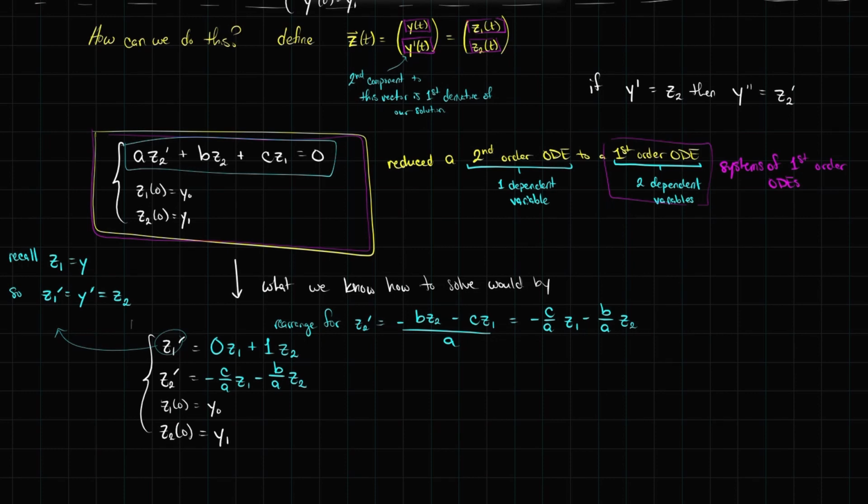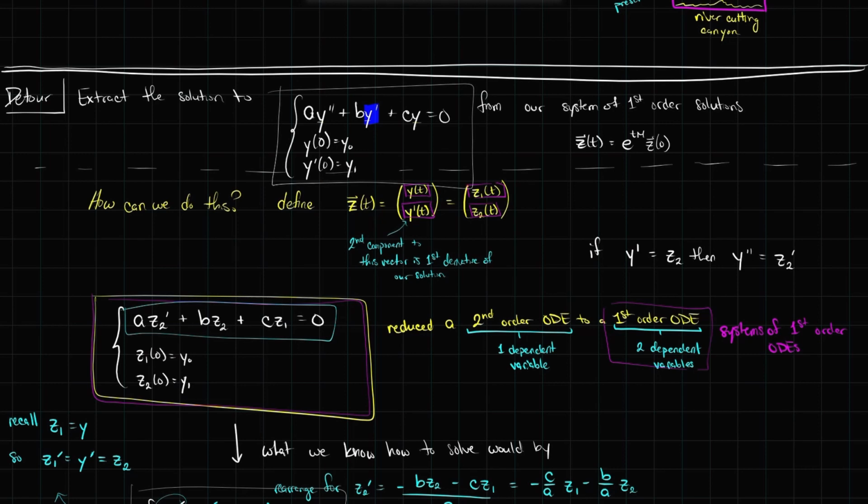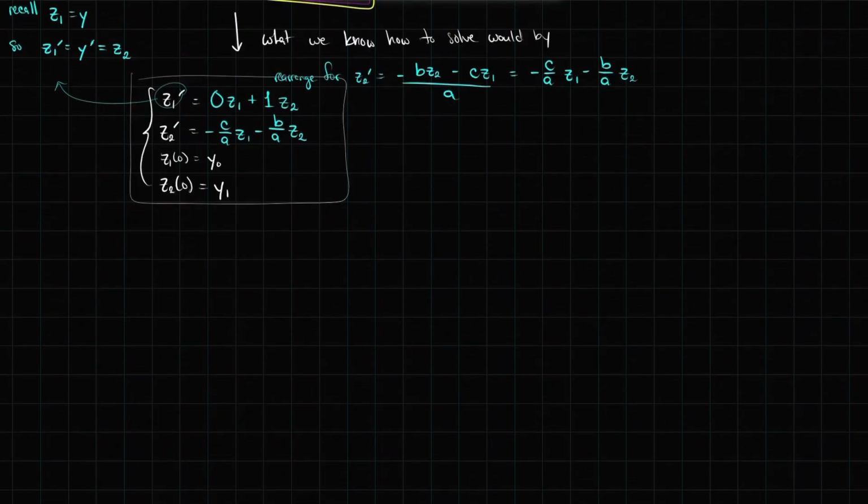So this, all of a sudden, is a first order system of ODEs that is 100% equivalent to the second order non-system of ODEs I wanted to start with. Equivalent in the sense that all I've done is changed some names around for y and y prime. So let's go ahead and solve this. We know how to solve this. And in fact, the solution has to be that the vector z evolving over time is e to the t times a matrix. What's my matrix? 0, 1, negative c over a, negative b over a, acting on the initial vector, which was y0, y1.